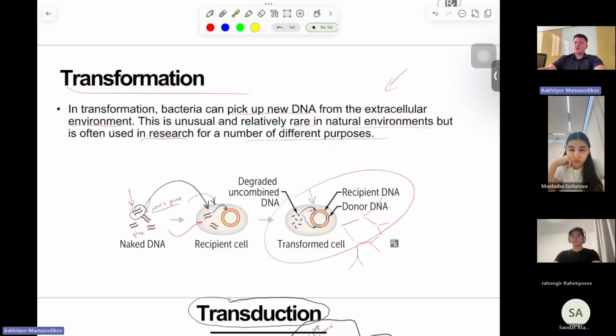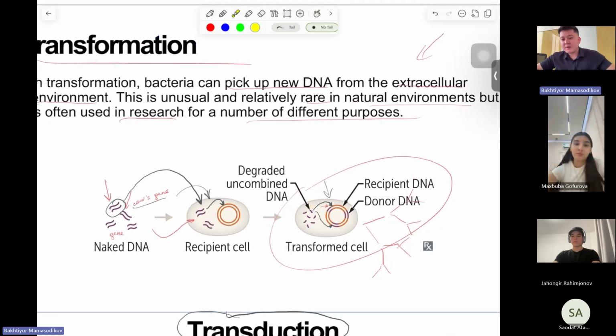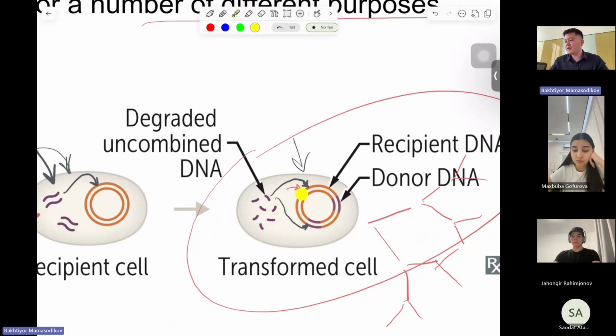So we talked about the transformation, right? We talked about the transformation from the outer source. From the outer source, what's going to happen? The naked DNAs from the dead cells are going to enter the bacteria accidentally. And after that, this bacterium also will contain the genes from the previous cell. So transformation is when the bacterium absorbs the naked DNA from its surroundings, usually from the dead bacteria, okay? And adds it to its own DNA.